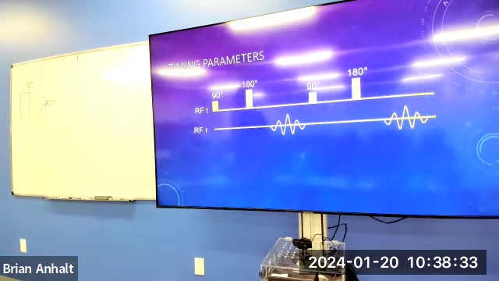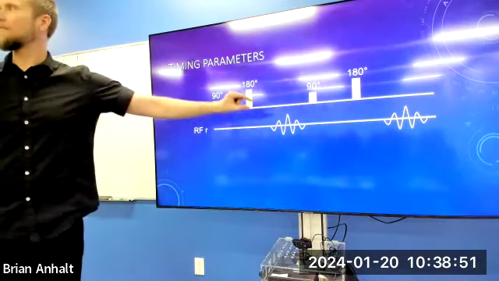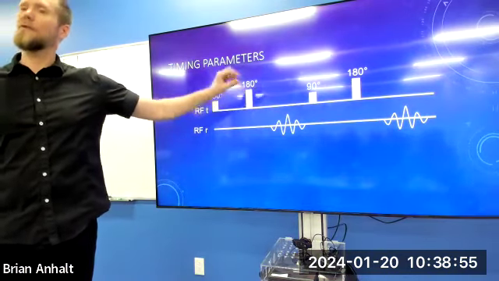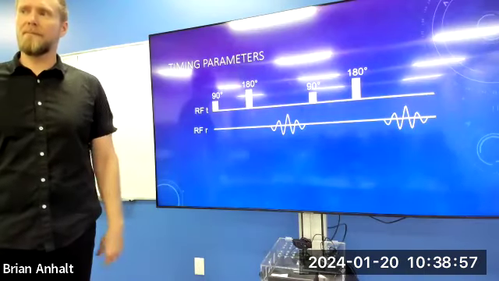Everyone understand the 180-degree refocusing pulse? Why do we do it? What does it do for us? Eliminates T2 star, right? It rephases the protons or refocuses them so that they come back into phase. Do they come perfectly back into phase? No, because there's still some dephasing due to true T2 effects, right?